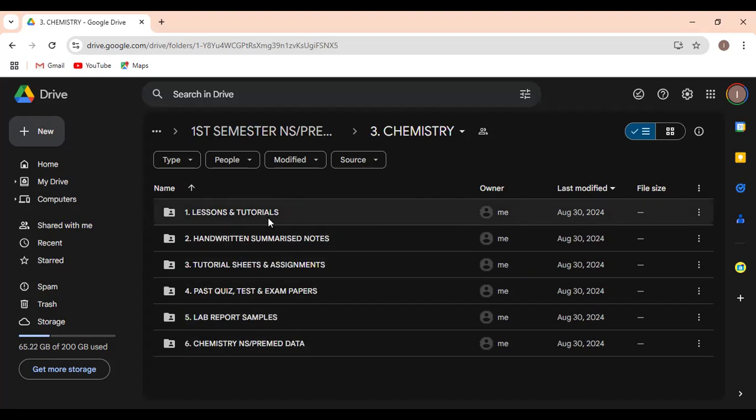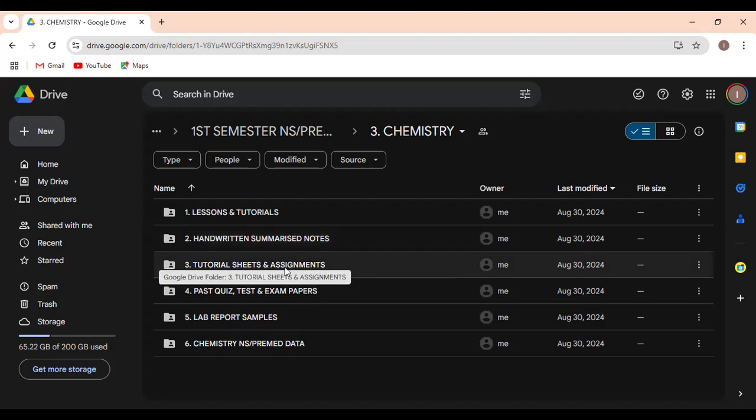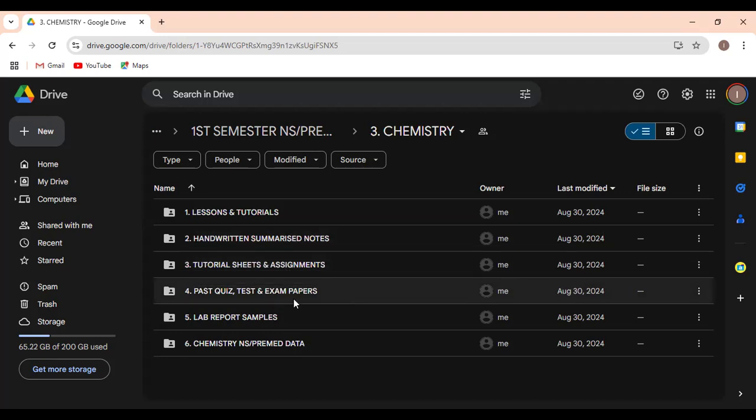Here we have the lessons and tutorials. Here we have well summarized handwritten notes. Here is where we put the tutorial sheets. Here we have the past papers. We put the tutorial sheets that we solve here, and here we put the past papers. Then there we have lab report samples, and here we have just general university data.